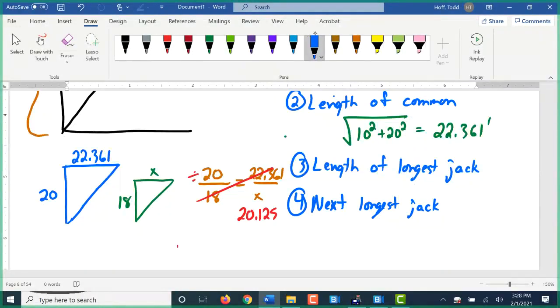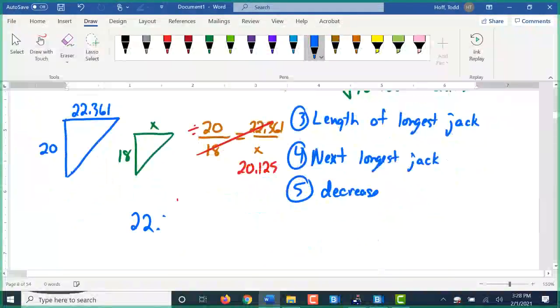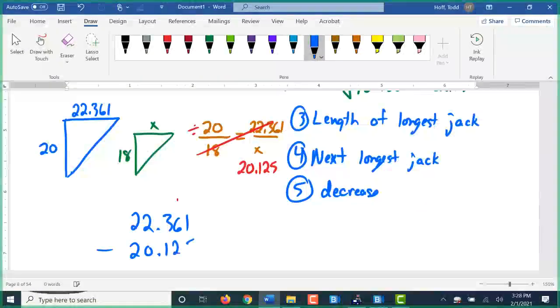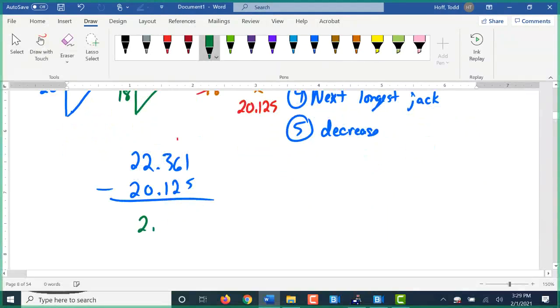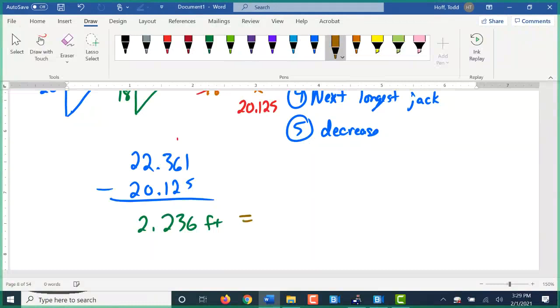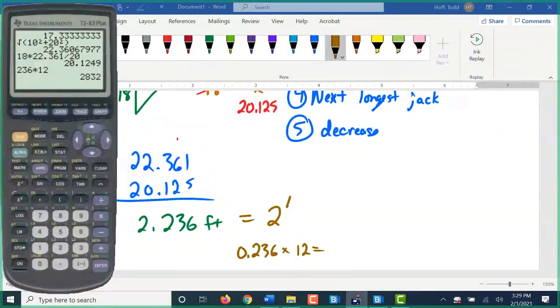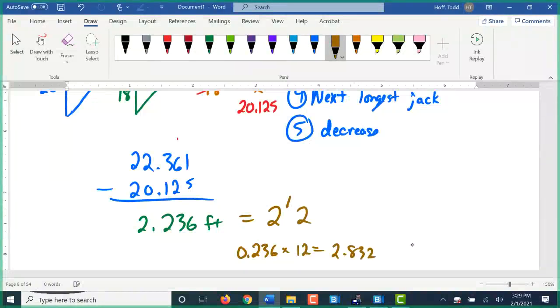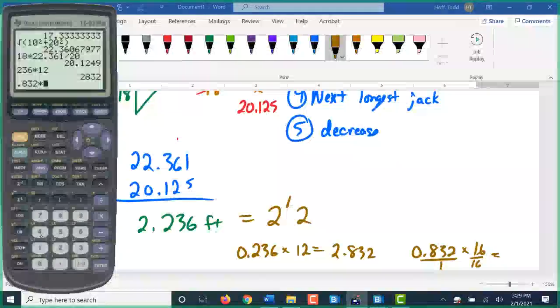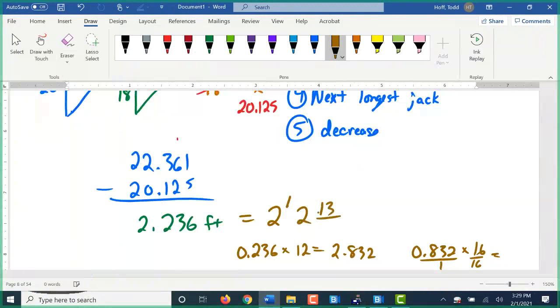So now we have to subtract. Step 5 is to find the decrease. 22.361 minus 20.125 comes out to 2.236. That's 2 feet. 0.236 times 12 is 2.832. That's 2 whole inches. 0.832 times 16, make it sixteenths, so 13/16. 2 feet, 2 13/16 inches is the decrease from one jack to the next.